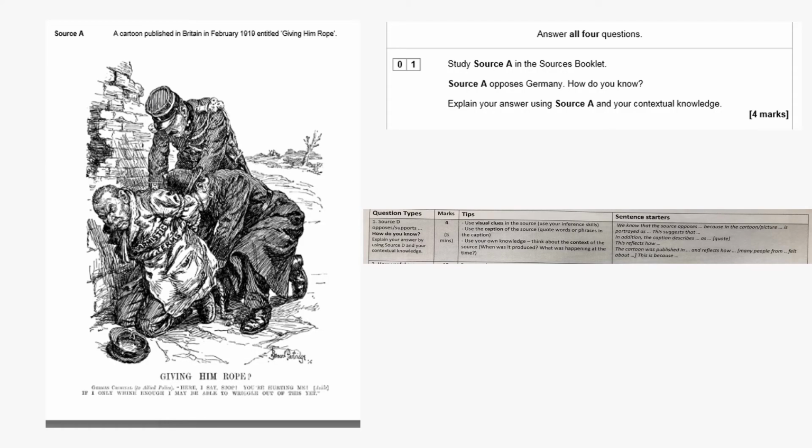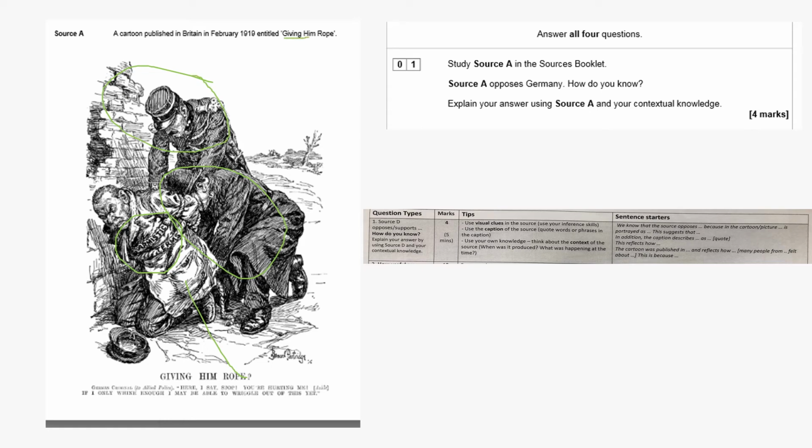Okay, so now is our improvement time. How can we improve our answers? What sort of things should we make sure we're including? So I'll get my green pen out. You should as well. Remember, we're focused on the armistice terms. We've said the criminal is Germany, one policeman is Britain, and the other represents France, and we can see he's giving him the rope.